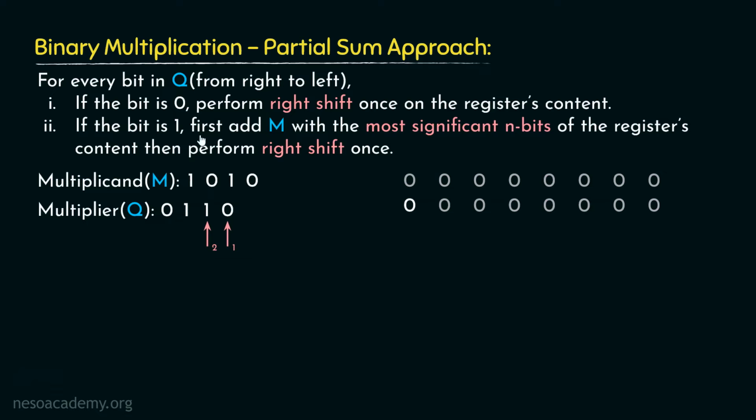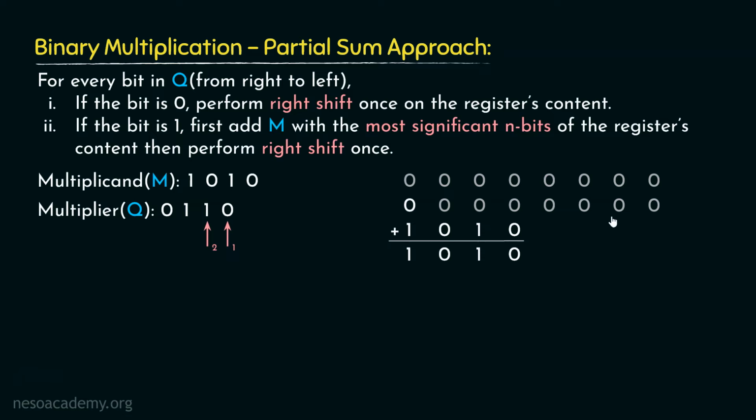If the bit is 1, we have to first add the multiplicand with the most significant n bits of the register's content, right? So this is the multiplicand that we have. Now this is of 4 bits. So we will add these 4 bits with the 4 bits of the multiplicand, that is most significant 4 bits, right? Now these are all zeros and this is 1010. So we will get the result as 1010.